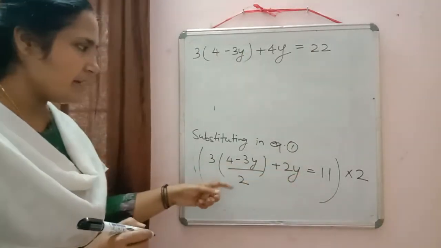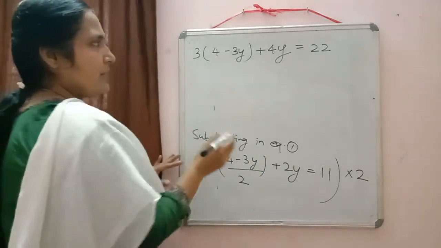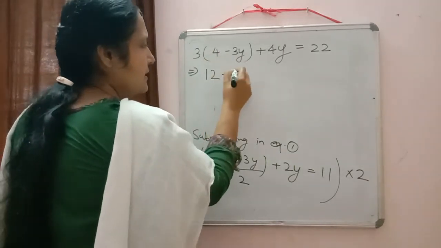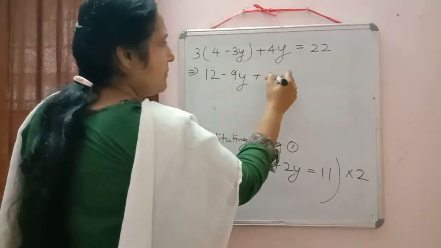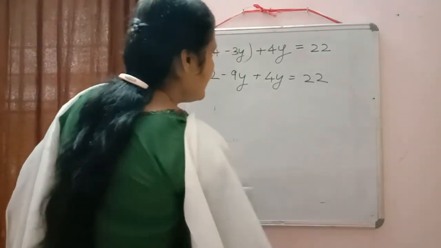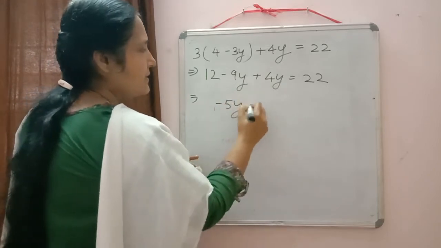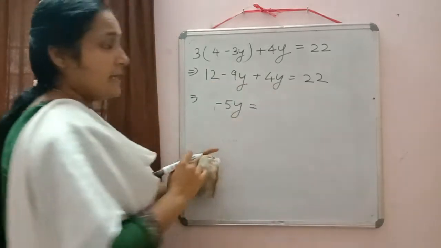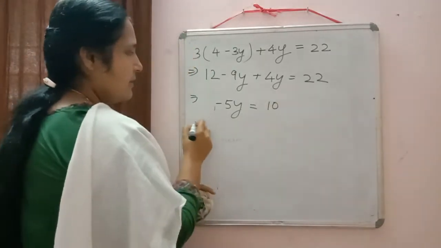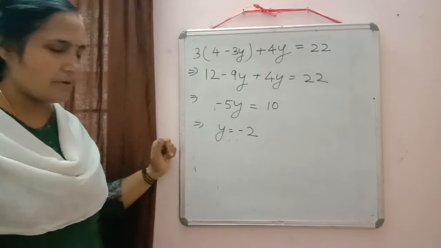If multiplication is difficult for you, you can do the cross multiplication also. Whichever is easy, you can do. Now we don't have a fraction, so we can simplify it. 3 4s are 12. 3 into minus 3y, minus 9y plus 4y is equal to 22. 12 we can shift to the right hand side. So minus 9y plus 4y will be equal to minus 5y is equal to 22 minus 12. 22 minus 12 will be equal to 10. Then we will get y is equal to minus 2. So we got the value y is equal to minus 2.